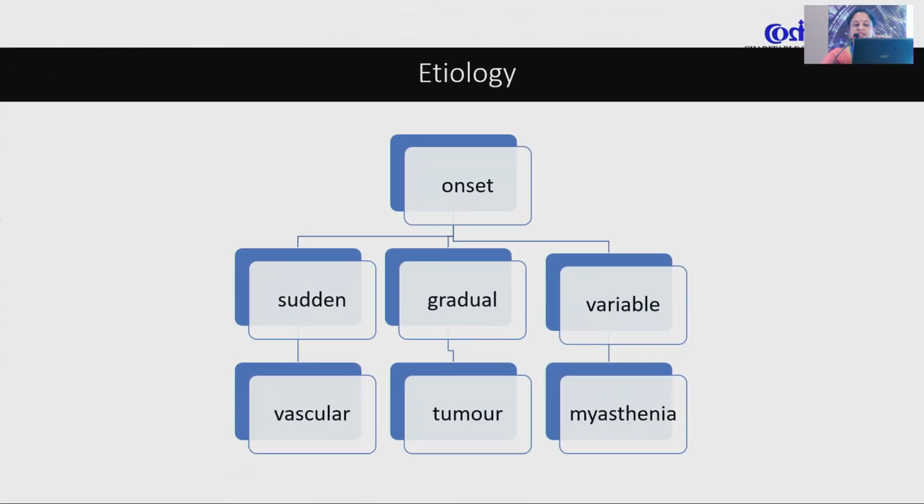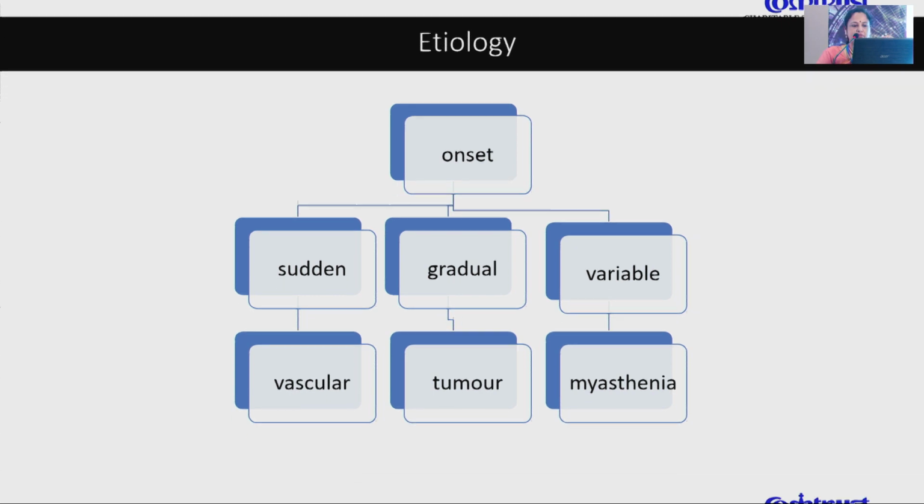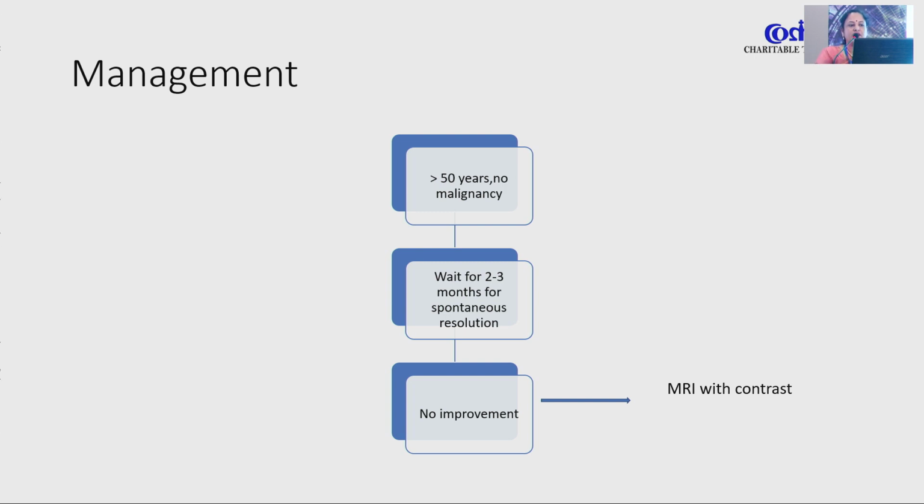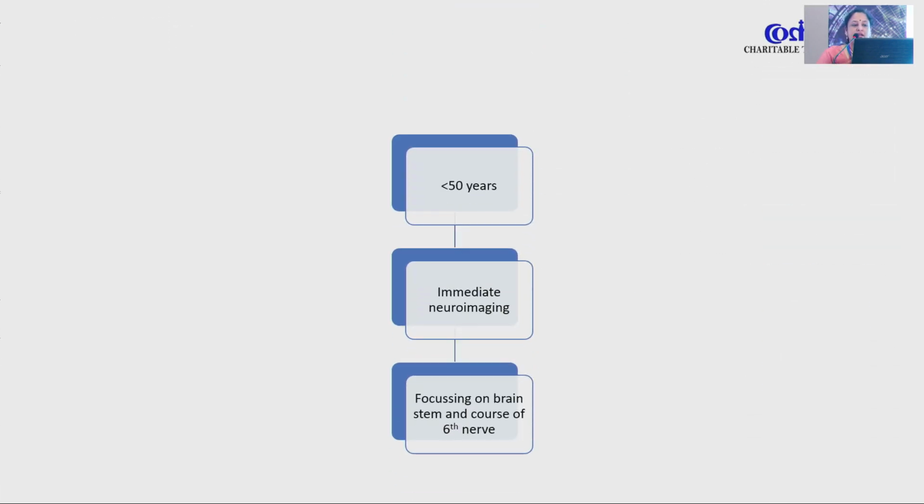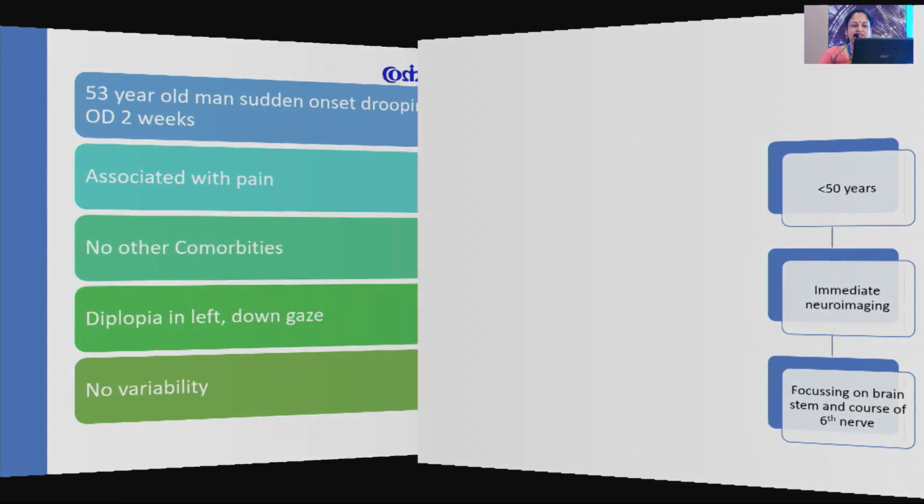Then you have to see what the etiology is, what the onset is: is it sudden, is it gradual, is it variable. In this case, it was a sudden onset, there was a history of diabetes mellitus, so think in favor of a vascular cause. If you have a patient who is more than 50 years old, with no malignancy, you can wait for 2 to 3 months, especially in uncontrolled diabetes mellitus. If there is no improvement, then you go on to do imaging. And if the patient is less than 50 years, with no other associated systemic causes, do immediate neuroimaging, but always write, when you send to a radiologist, that they have to focus on the course of the sixth nerve.